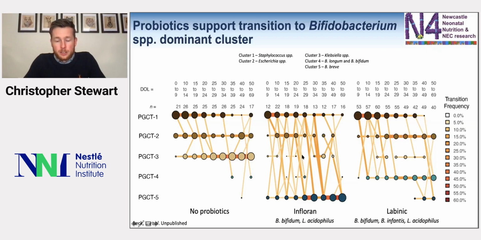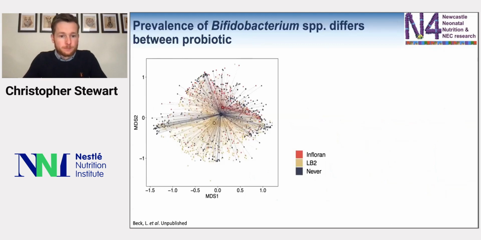And it's worth noting, as I said earlier, we deliberately call these clusters 1 to 5 based on their average age of samples. So by proxy, clusters 4 and 5 could be considered our most mature. And so the 2 take-homes here are, I suppose, Infloran and Labinic certainly increased transition into our most mature gut microbiome community types, preterm gut community types, and also, regardless, they are both increasing the amount of Bifidobacterium in these infant guts. Here you can again just see the very stark contrast between the 2 different probiotics.